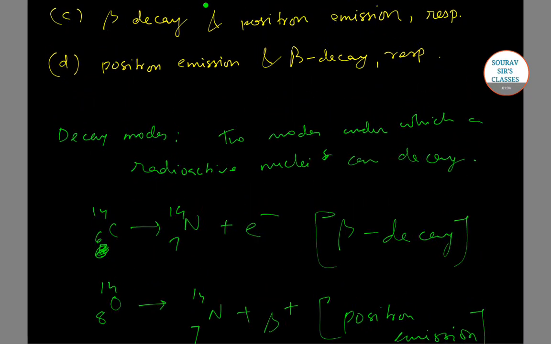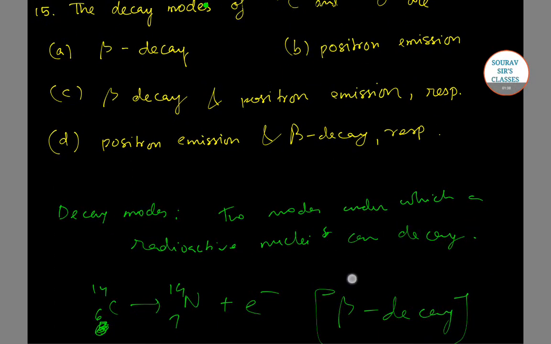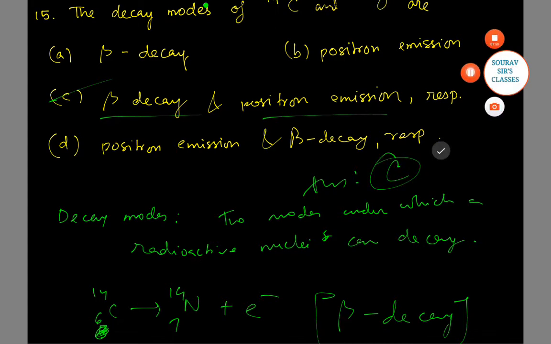So subsequently the answer will be option number C, which is beta decay and positron emission for C14 and O14 respectively. So the answer is answer C. Moving on to the next question.